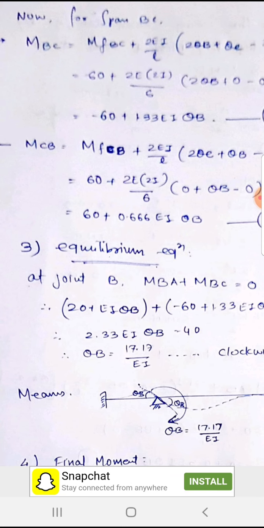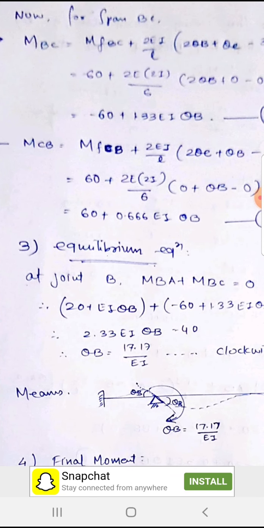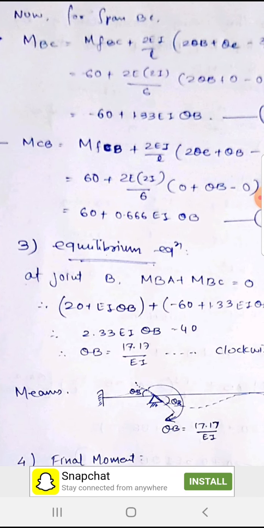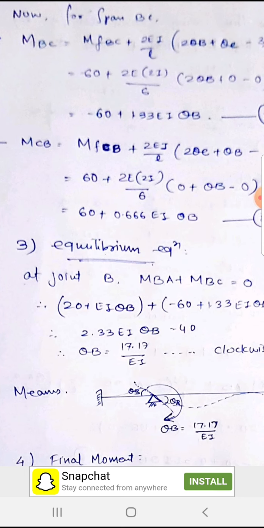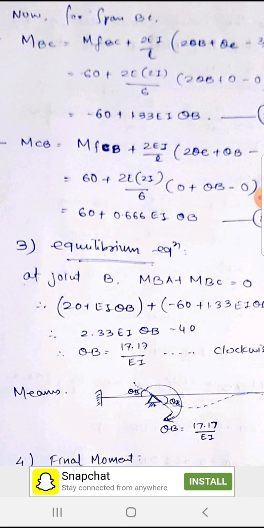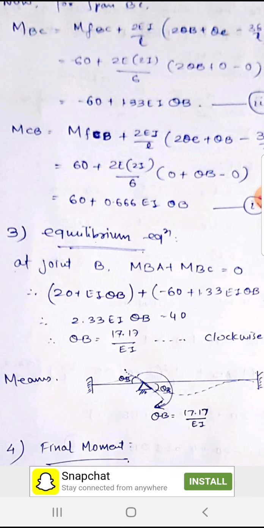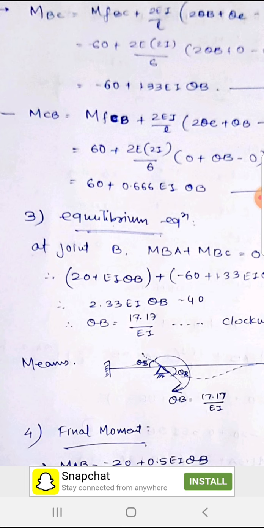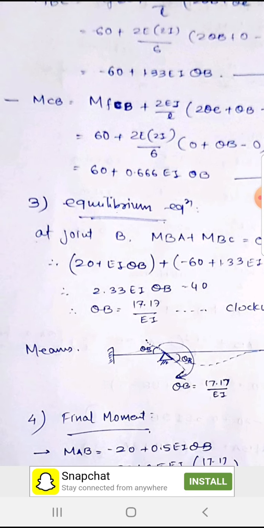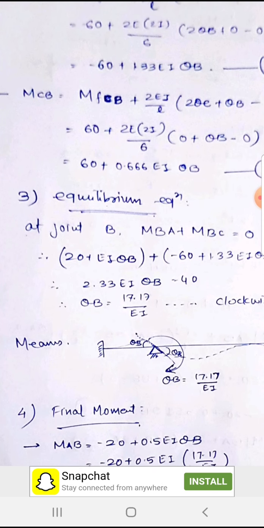Here we have a single hinge support at B. That's why the unknown is only theta B. Now how can we get that unknown? With the help of the equilibrium equation. That is our step number 3.